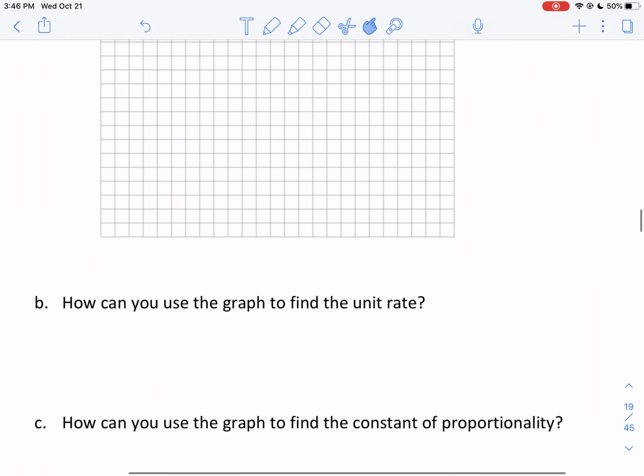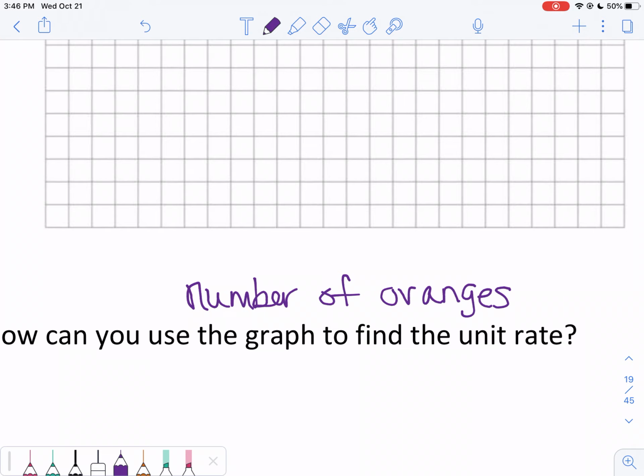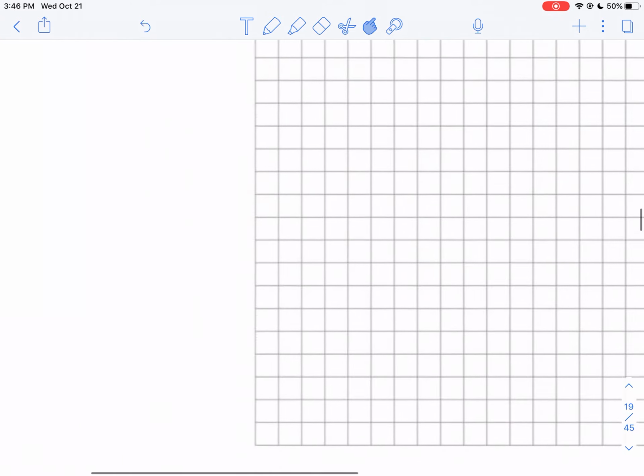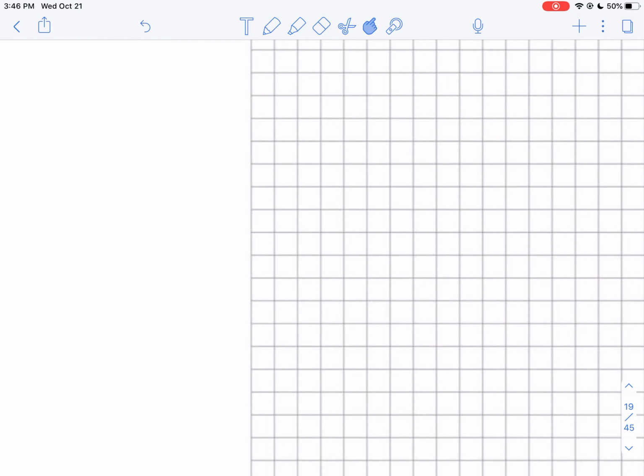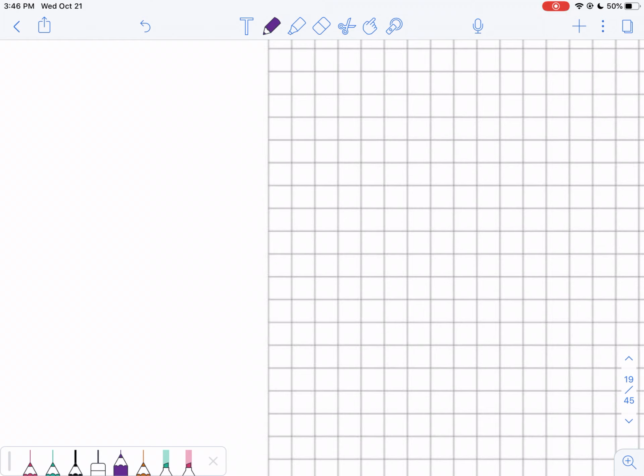So let's start by labeling our graph. Along the bottom is going to be our number of oranges. And then across the side here, there's going to be our cost.